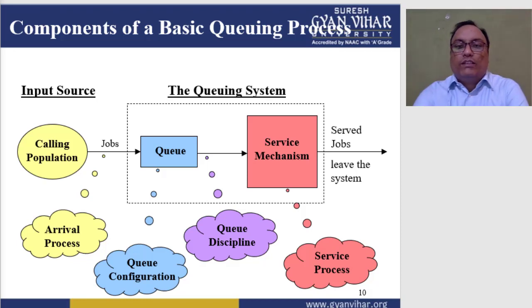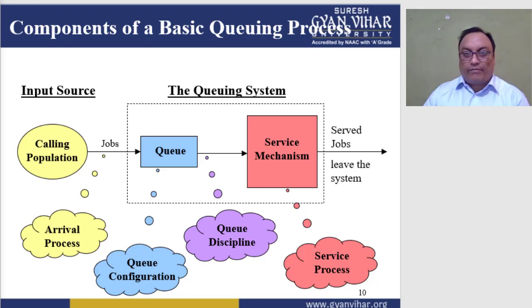And these are the components of the basic queuing process. The first is the input source, and the second is the queuing system. The input source is like the calling population and the arrival process, where a job is produced as an arrival. Then there is the queue, which gives the queue configuration.